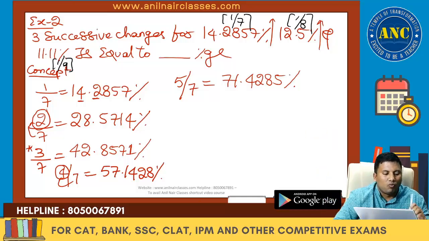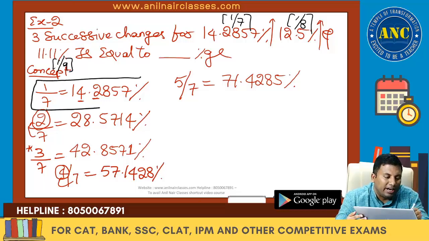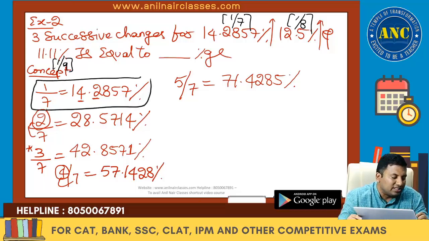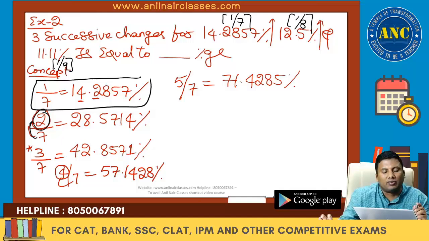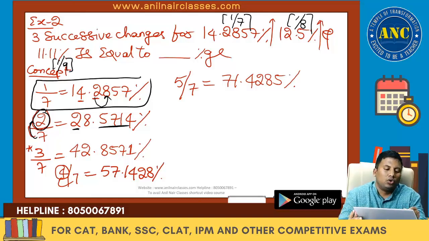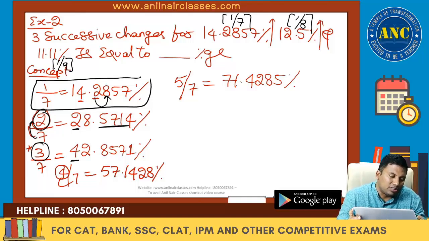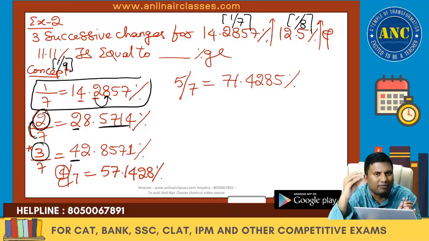Again I am repeating. 1 by 7 is 14.2857. 2 by 7 is, take the numerator 2, multiply by 10. 2 tens are 20. 7 2s are 14. Write 2 and the next digit, dot, remaining digits in serial order: 28.5714. 3 by 7. Take the numerator 3, multiply by 10. 3 tens are 30. So take 4 times: 42.8571. Now see here. If you understand compound interest, without answer options this is a cakewalk.